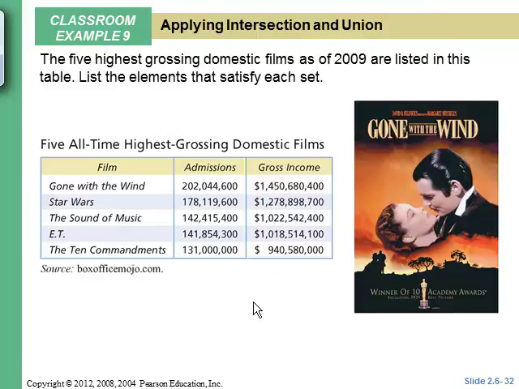The 5 highest growing domestic films as of 2009 are listed in the table. List the elements that satisfy each film. Okay, so what we're looking for is the five all-time greatest domestic. I guess I don't know what question they're asking. List the elements that satisfy each set. I don't understand the question.